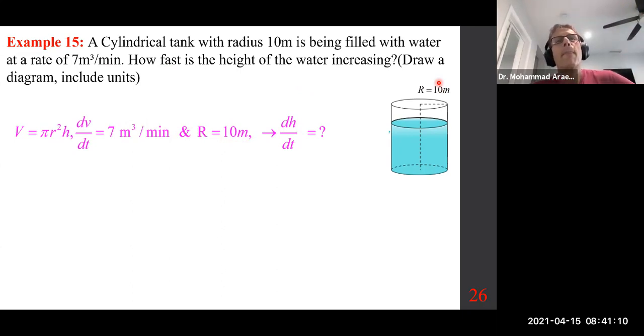Now, let's do the math. Again, the important thing is the piece of geometry that hopefully everybody remembers, the area of the base times the height. We want dV/dt.